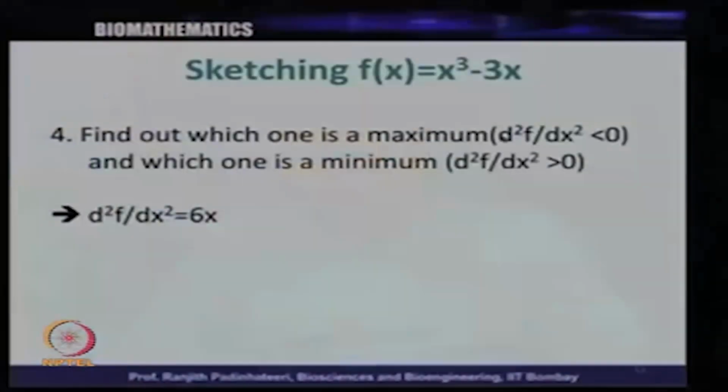The way to find out is to calculate the second derivative, d square f by dx square. If it is greater than 0, it is a minimum. If the second derivative is less than 0, it is a maximum. This is what is written here: if d square f by dx square is less than 0, it is a maximum, and it is a minimum if d square f by dx square is greater than 0. So, what we want to find out is d square f by dx square.